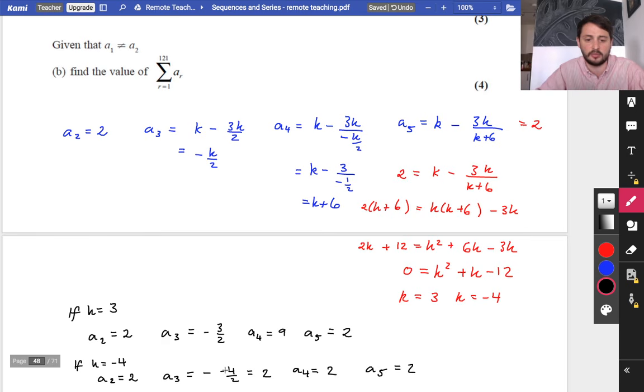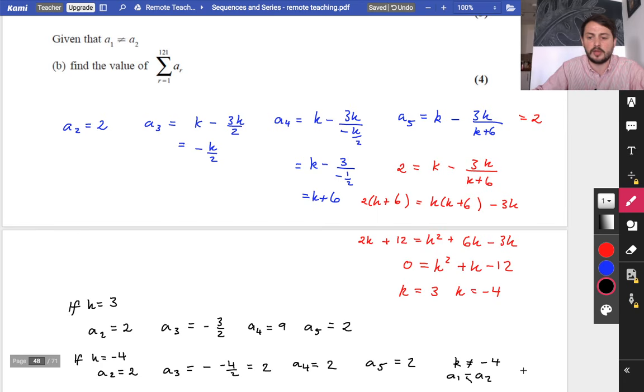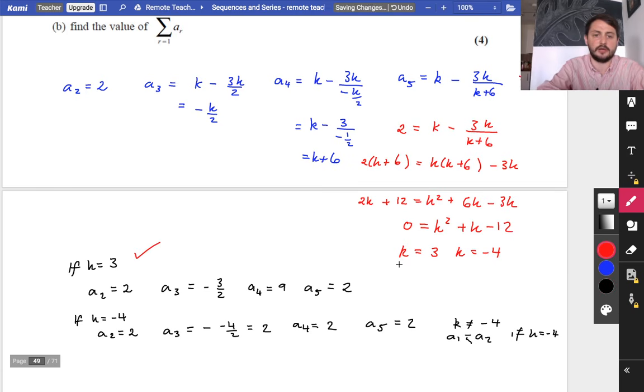So this is a pretty boring sequence where every number is 2, 2, 2, 2, which means that a1 would be equal to 2. So this means that k cannot be equal to minus 4 because a1 would have been equal to a2 if k was equal to minus 4. That must mean that k is equal to 3. So although that felt like a lot of work, we've not overdone it.